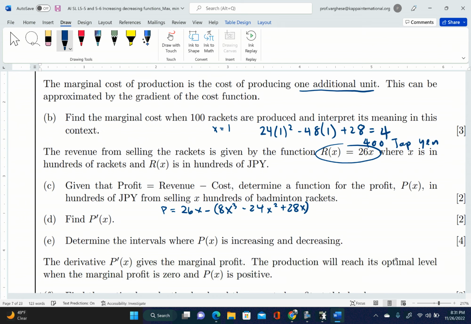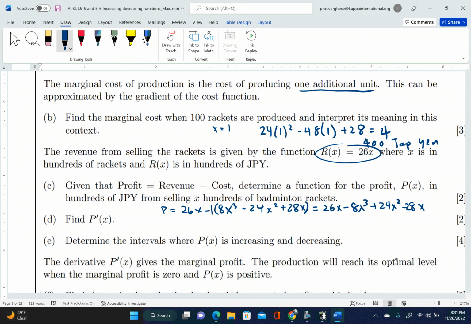So we're going to go ahead and simplify this a little bit. There's an imaginary -1 here. Distribute that. So you're going to get 26x. -1 times 8x cubed is -8x cubed. -1 times -24x squared is +24x squared. -1 times +28 is -28x. We're going to combine some like terms.